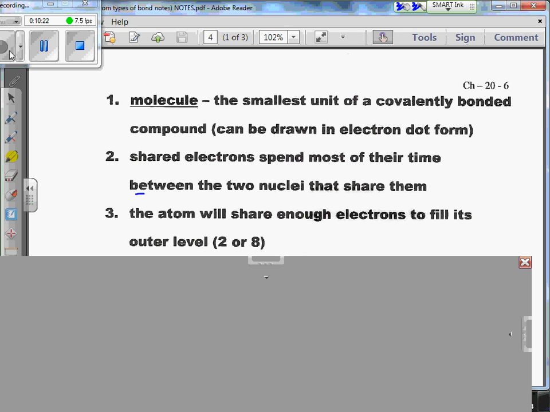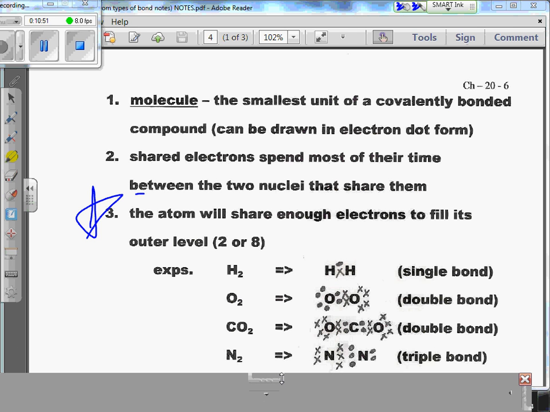Here's the big deal right here. The atom will share enough electrons to fulfill the octet or duet rule, or to fill its outer level. And when we say fill, that's actually not right, because, you know, we know the third sublevel can have more than 8 in it, right? And the fourth, fifth, and sixth. So really, you should change this on your notes to say, to fulfill the octet or duet rule. Okay, so here are some examples for you then.